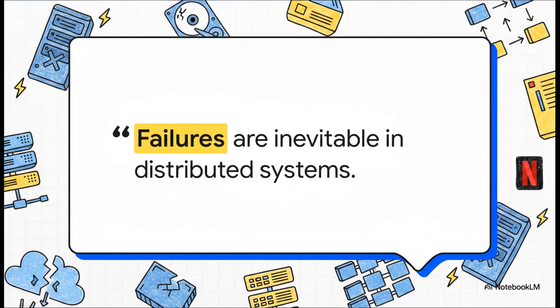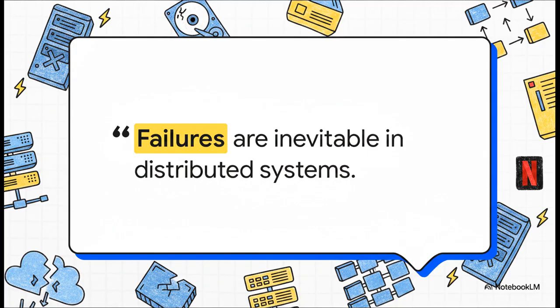Now, this brings us to what is easily the most mind-bending challenge of the whole shebang. What do you do when parts of this massive machine inevitably break? Because, as the source material profoundly points out, failures are inevitable in distributed systems. Period. Servers will crash, hard drives will definitely fail, networks are going to drop. You just can't build a system this huge and pretend that things aren't going to break.